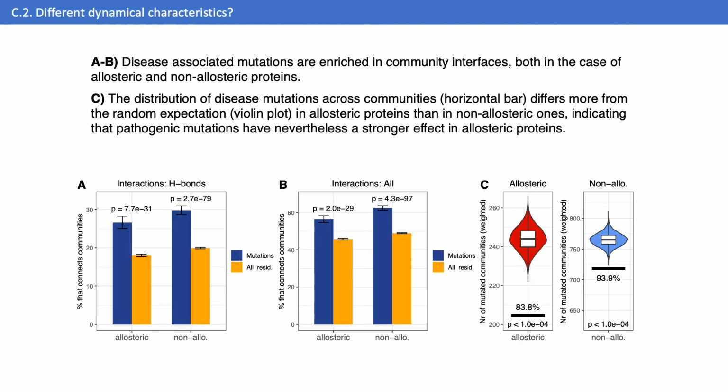We found that pathogenic mutations are overrepresented in community interfaces. However, the enrichment is similar for allosteric and non-allosteric proteins. The distribution of disease mutations across communities differs more from the random expectation in allosteric proteins than in non-allosteric ones, which nevertheless indicates that pathogenic mutations do have a stronger effect in allosteric proteins.